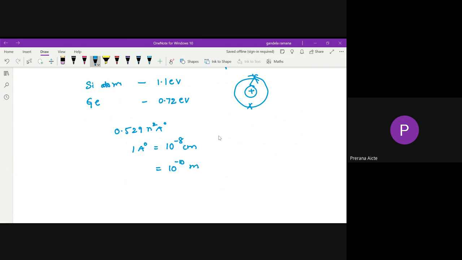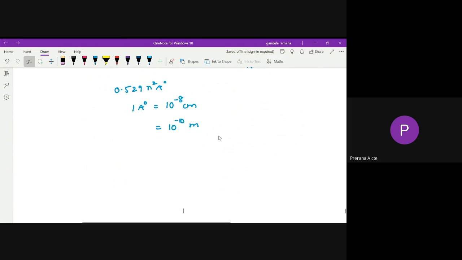So here, what are the differences between conductors, semiconductors and insulators according to energy band diagrams? See here. What are the differences between conductors, insulators and semiconductors?